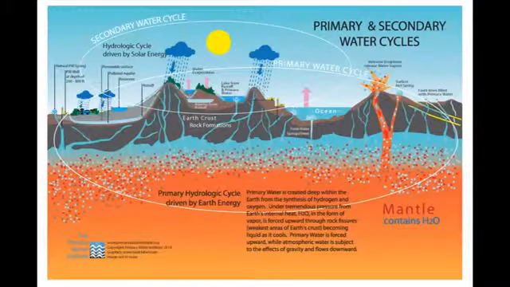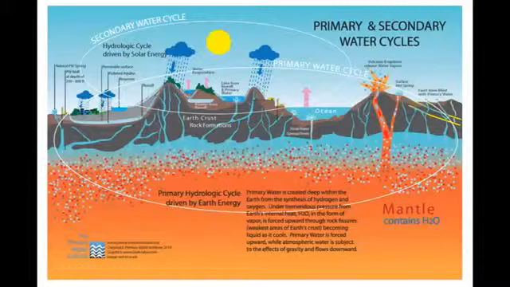It shows how the mantle of the earth contains H2O. We're going to be talking about the primary water hydrologic cycle driven by Earth's energy. Primary water is created deep within the earth from the synthesis of hydrogen and oxygen under tremendous pressure from the Earth's internal heat. H2O in the form of vapor is forced upward through rock fissures, which are the weakest areas of Earth's crust, becoming liquid as it cools.